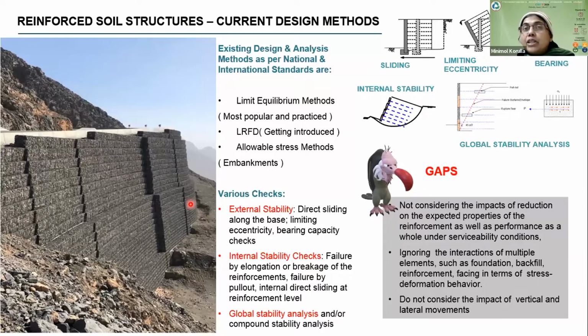When it comes to the type of reinforcement, the tension element, the geogrid or steel strip or steel mesh, the internal stability checks govern the rupture or the pullout. The internal slips, the local slips, all these govern the selection of the tension elements. Its strength and its spacing are governed by the internal stability checks.